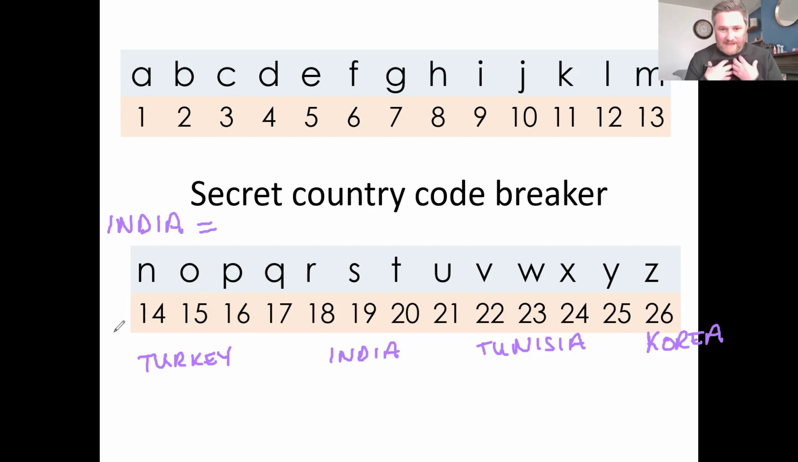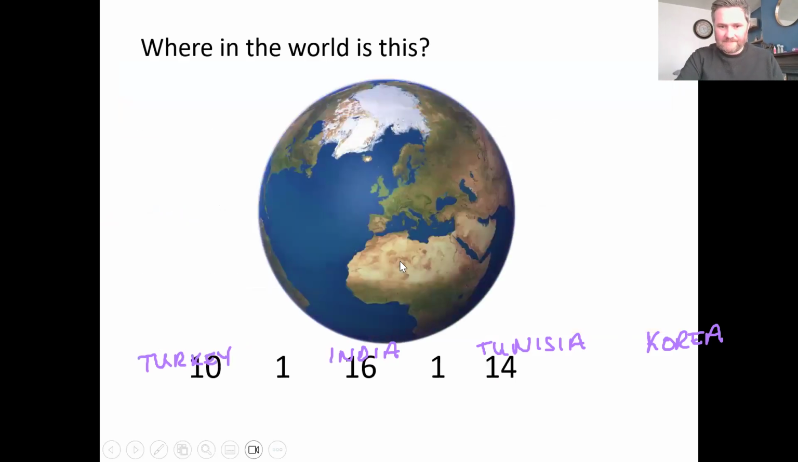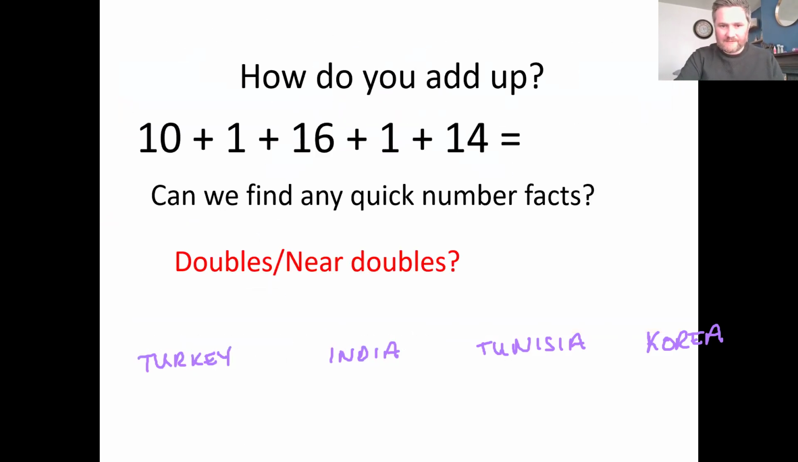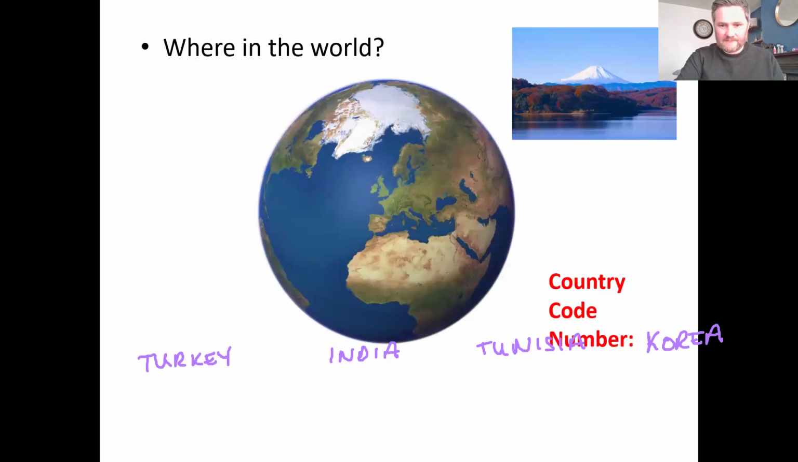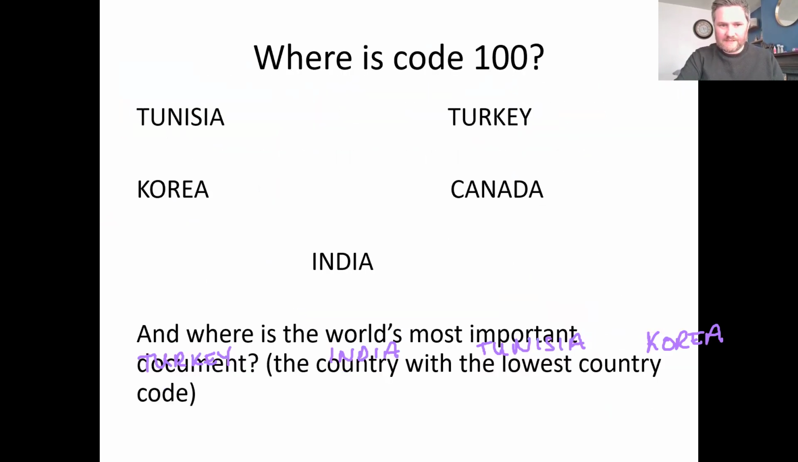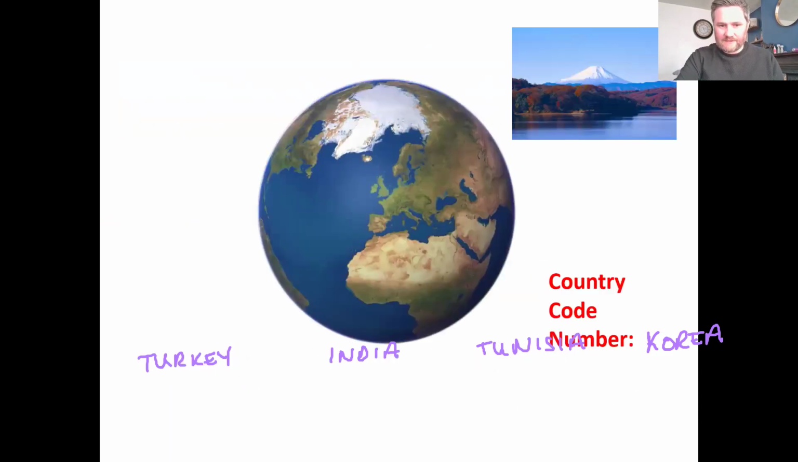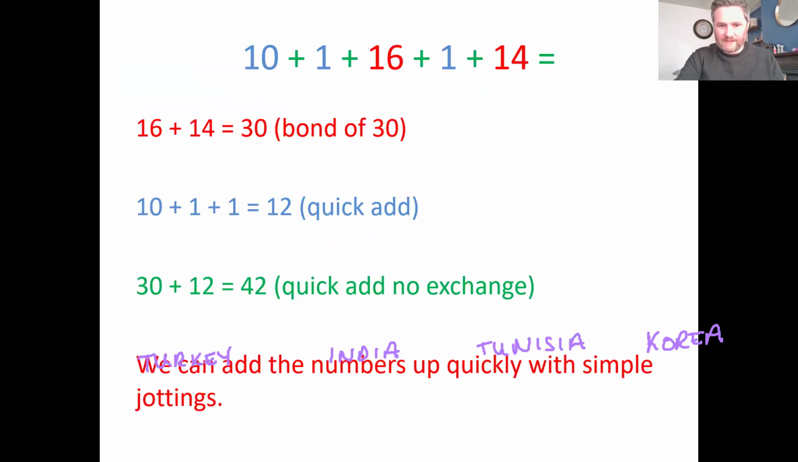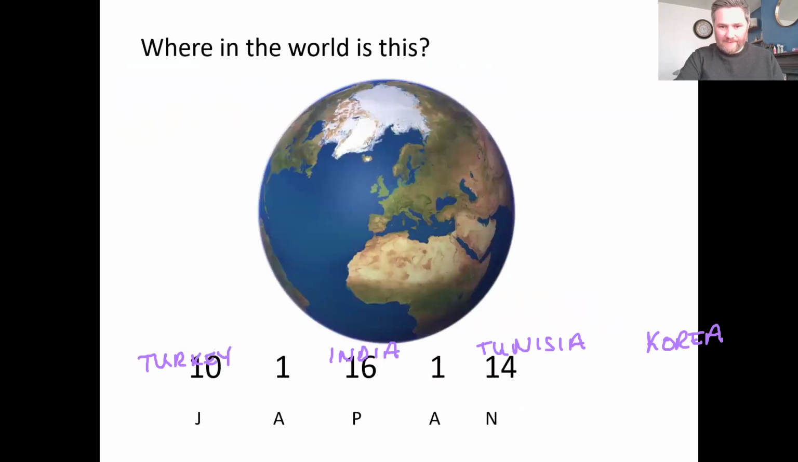Okay, so what I'll do is you can pause me and you can have a go at those questions. I've done India twice. What am I doing? Right, which country am I missing? Let me check. What was it? Tunisia, Turkey, Korea, Canada, India. Tunisia, Turkey, Korea, Canada. Oh, it's Canada. Right.